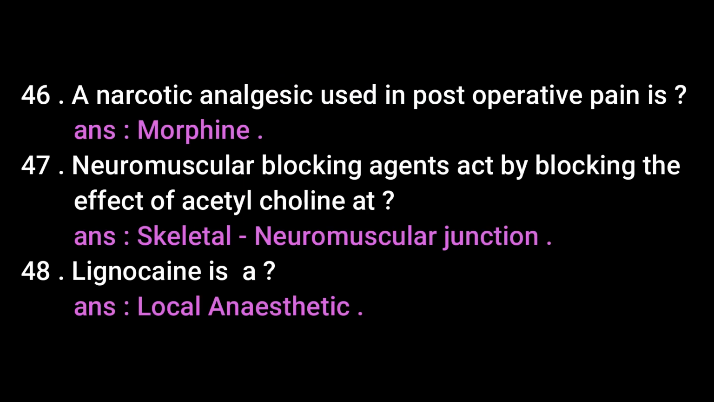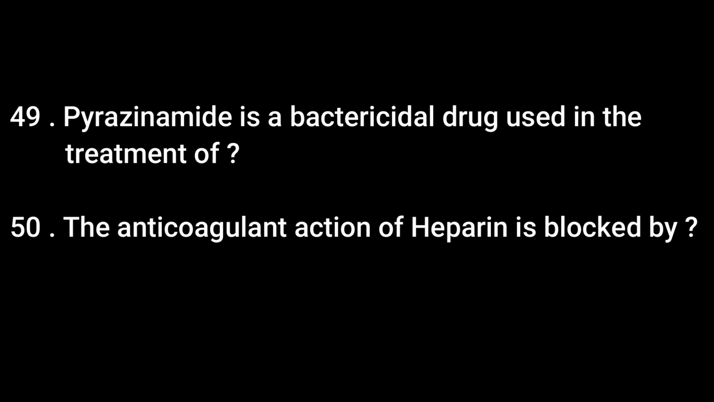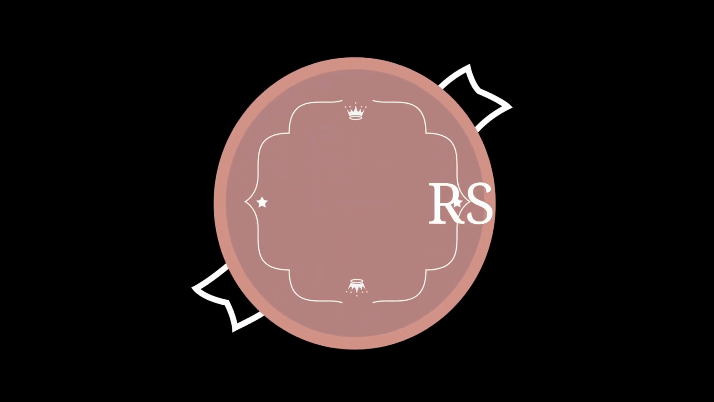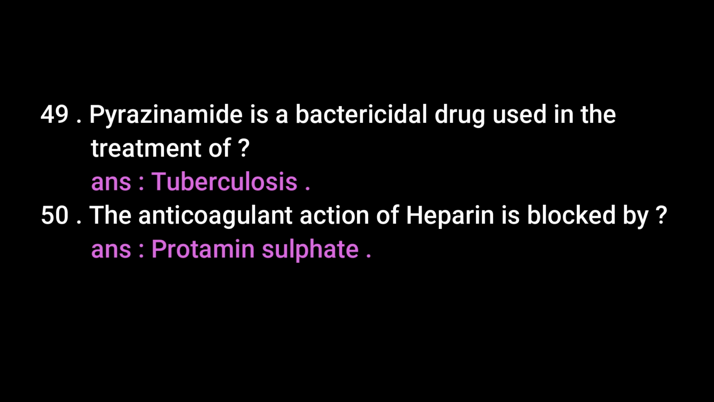Next question, a narcotic analgesic used in postoperative pain is morphine. 47. Neuromuscular blocking agents act by blocking the effect of acetylcholine at skeletal neuromuscular junction. 48. Lignocaine is a local anesthetic. 49. Pyrazinamide is a bactericidal drug used in the treatment of tuberculosis. And the last question, the anticoagulant action of heparin is blocked by protamine sulfate.